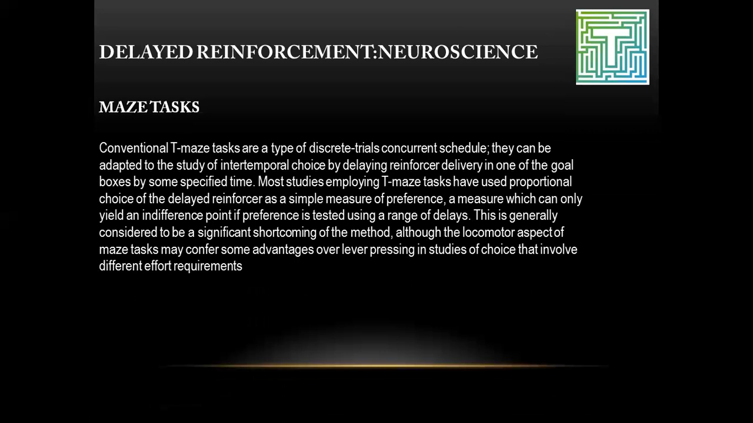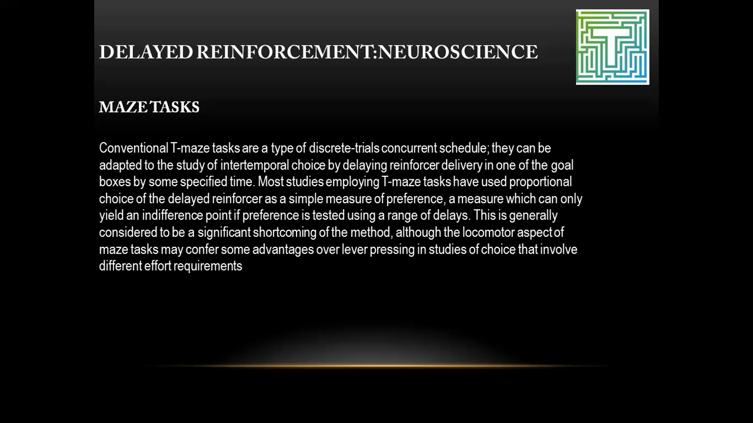Now, delayed reinforcement neuroscience. What is delayed reinforcement? Immediate reinforcement occurs immediately after a desired or undesired behavior occurs. This type of reinforcement has the strongest and the quickest effect in controlling behavior. The longer the delay, the less likely the learning.